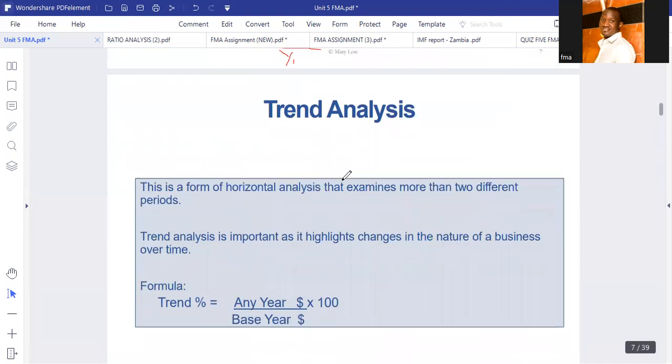So the trend analysis is simply when we have more than two periods, it becomes a trend. So the base year is a young year. So what we're going to do is we divide any year. If you have 3 years, year one is usually at the far end here. So year one, year two, year three, year four. So to find the percentages, we divide each of these by the base year. The figure in year one divided by the figure in year one times 100, and so on. So meaning our base year will be 100% throughout.